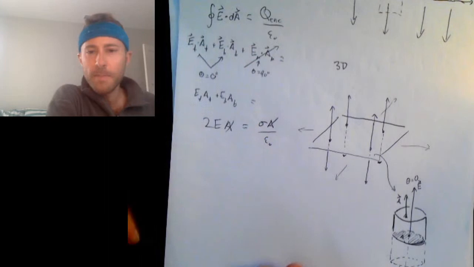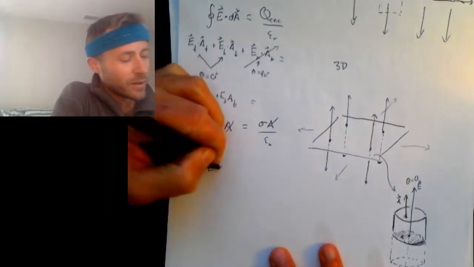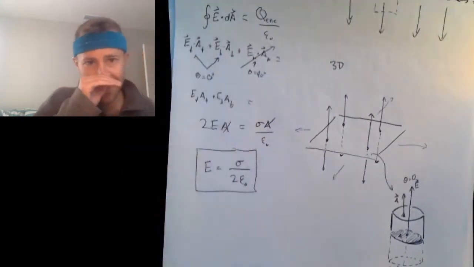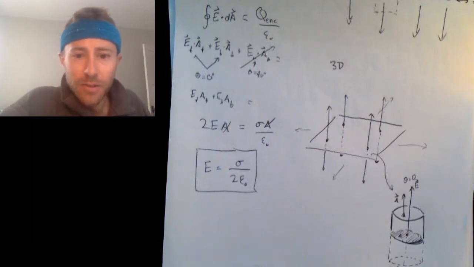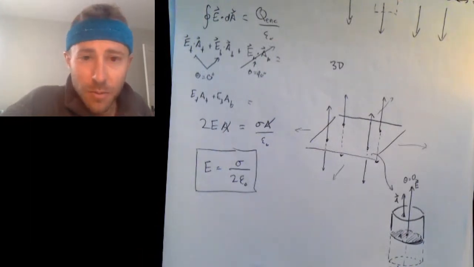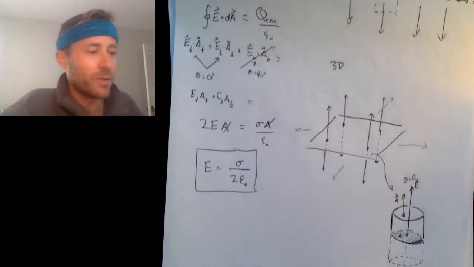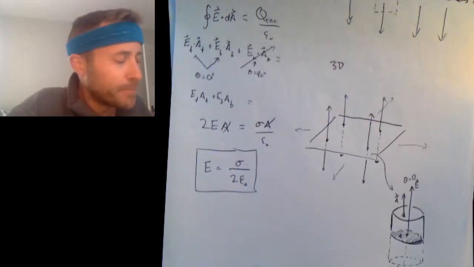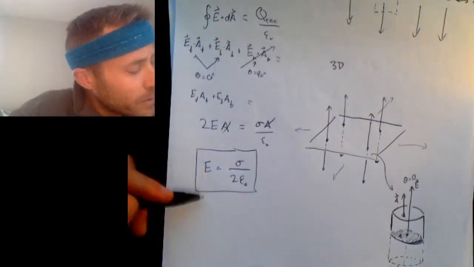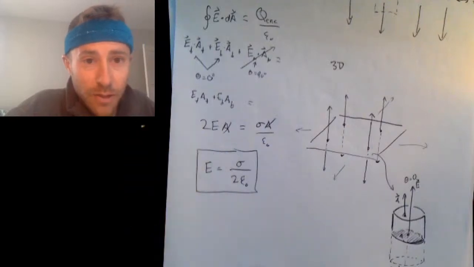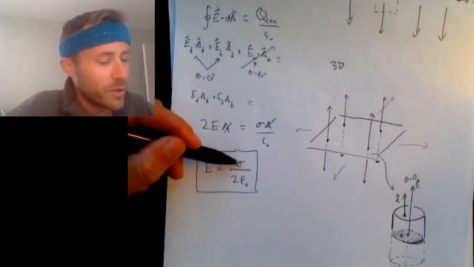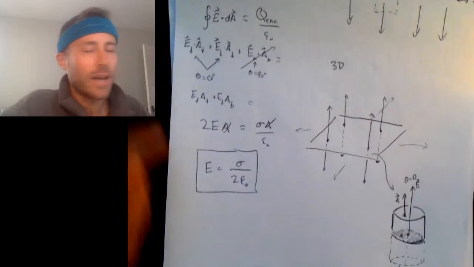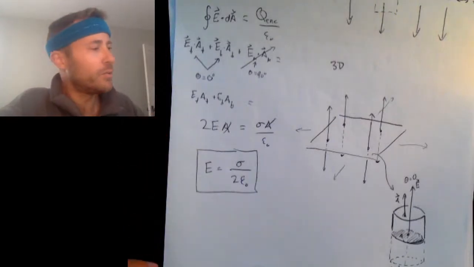The areas cancel. I divide by 2, and I get the electric field of the infinite plane. It's kind of interesting because it doesn't depend on how far away from the plane you are. So the electric field is constant no matter the distance from the infinite plane. The other thing that is a little bit more obvious is that if you increase the charge density, you get more electric field. That is my lesson for today, and I will see you in the Zoom room.